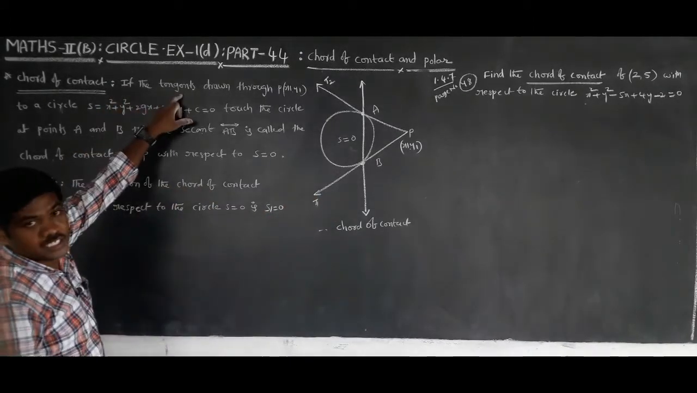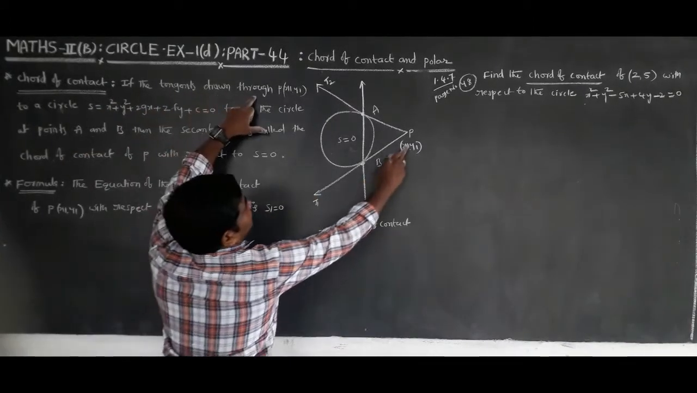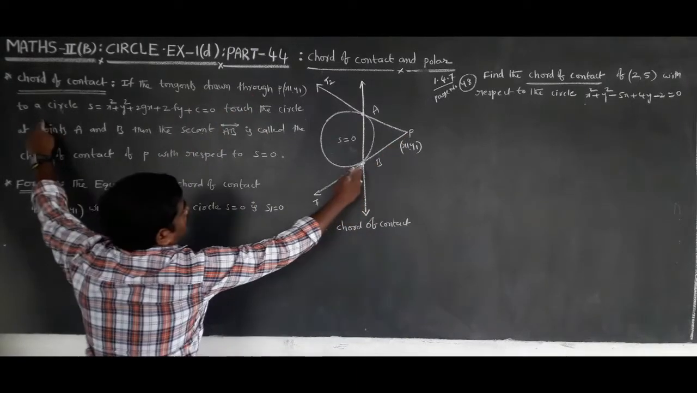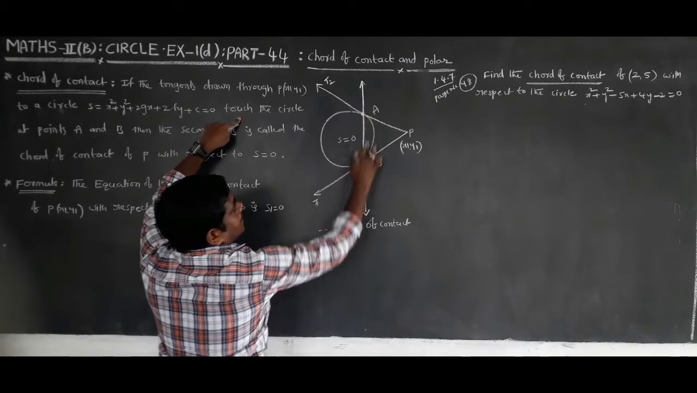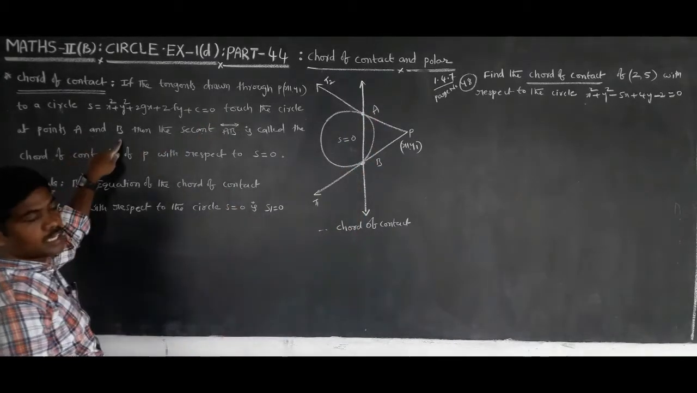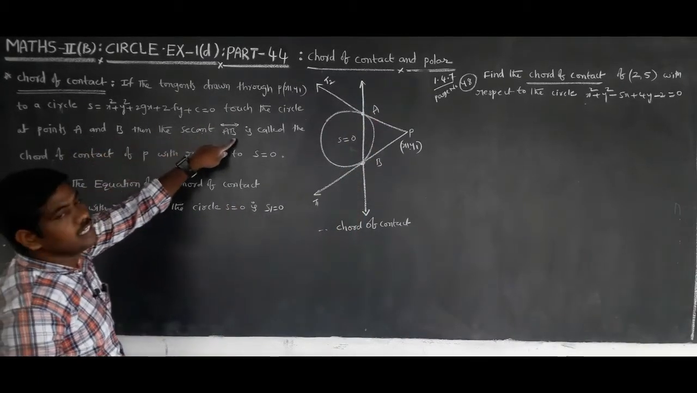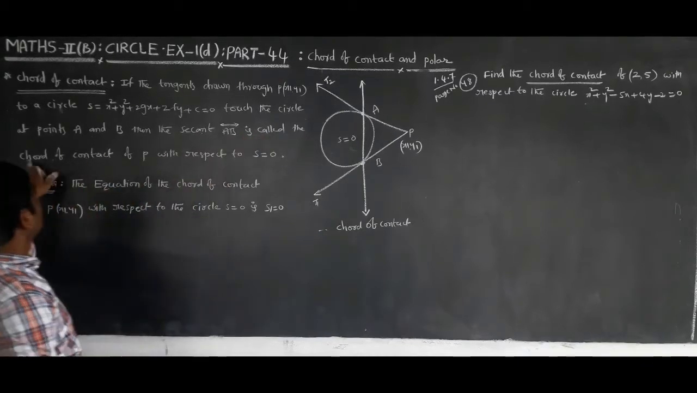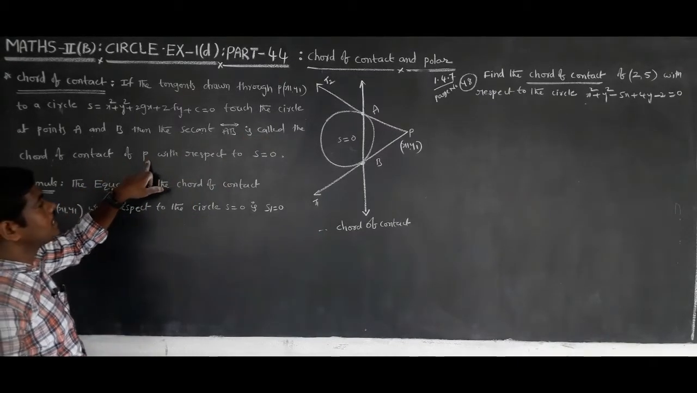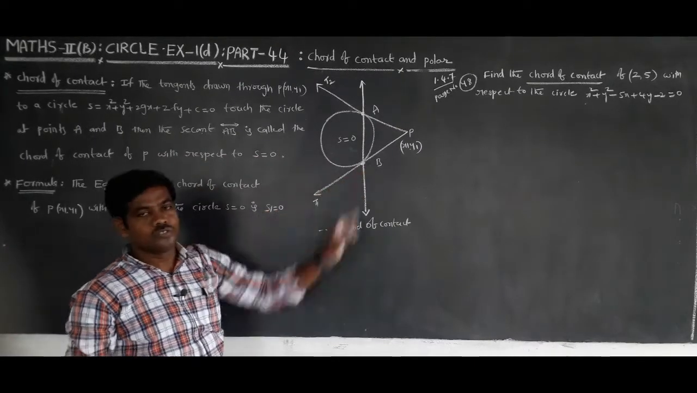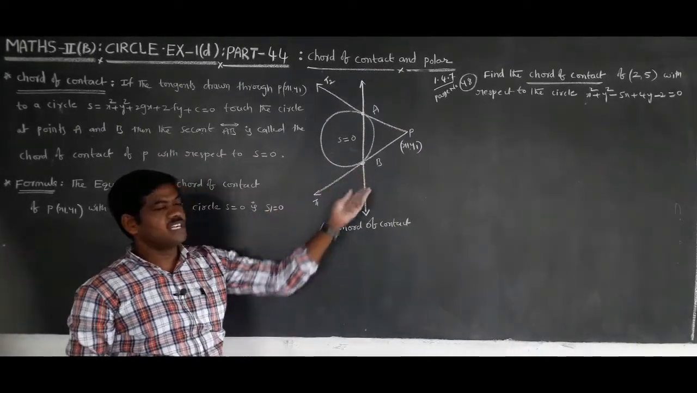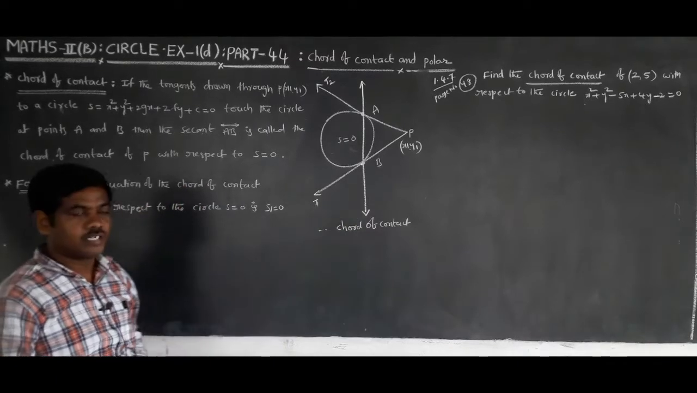If the tangents drawn through point P(x1, y1) to the circle S = 0 touch the circle at A and B, then secant AB is called the chord of contact of P with respect to the circle S = 0. This is the definition of the chord of contact.